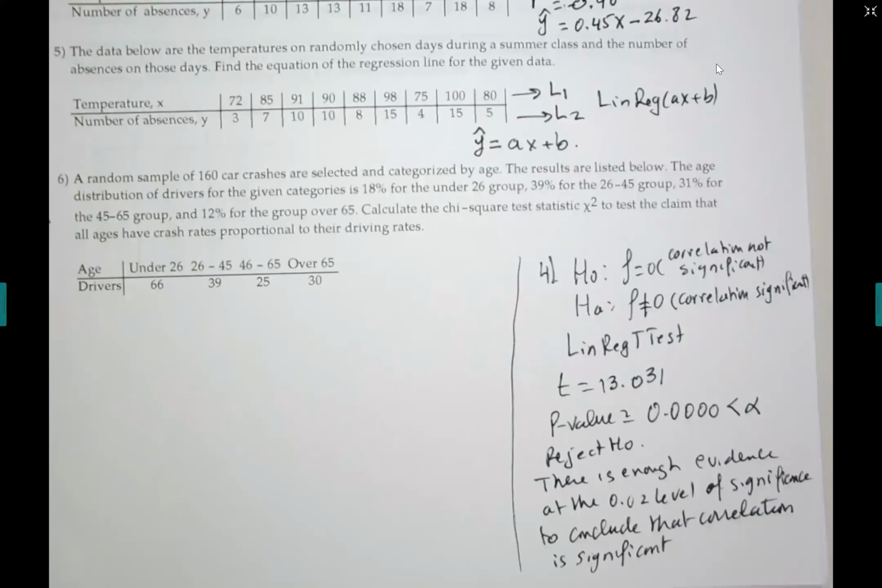A random sample of 160 car crashes are selected and categorized by age. The results are listed below. The age distribution of drivers for the given category is 18% for the under 26, 39% for 26 to 45 years old, 31% for 45 to 65, and 12% for over 65. Test the claim that all ages have crash rates proportional to their driving rates. Okay, this is a goodness of fit test.